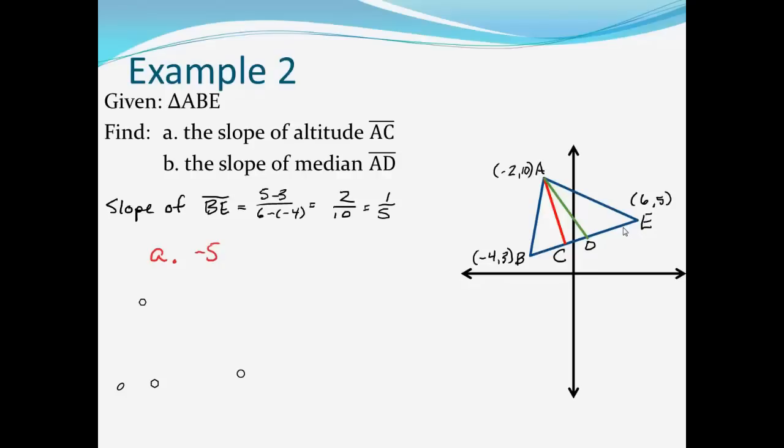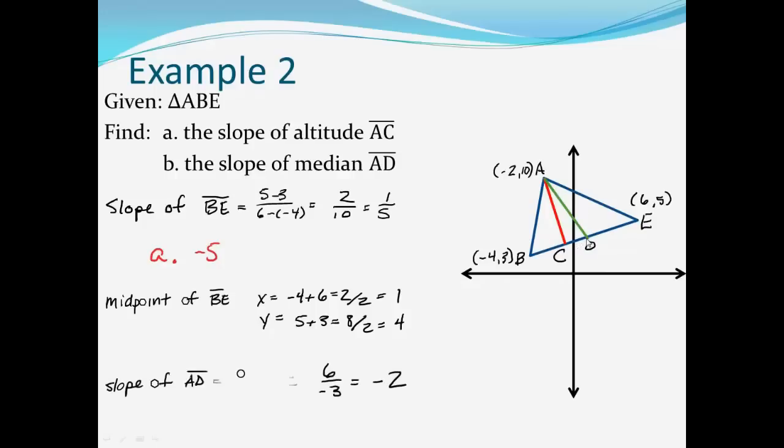Okay, next we need to find the slope of the median. Well, to do that, first we need to figure out where this AD is, because we need to find that. Remember, the median goes to the midpoint. So the midpoint of segment BE, we use our midpoint formula. So we take negative 4 plus 6 and divide it by 2, which gives you 1, so that's right at 1. And then y, we do 5 plus 3 and divide it by 2, which is 4. So this point right here would be at 1, 4.